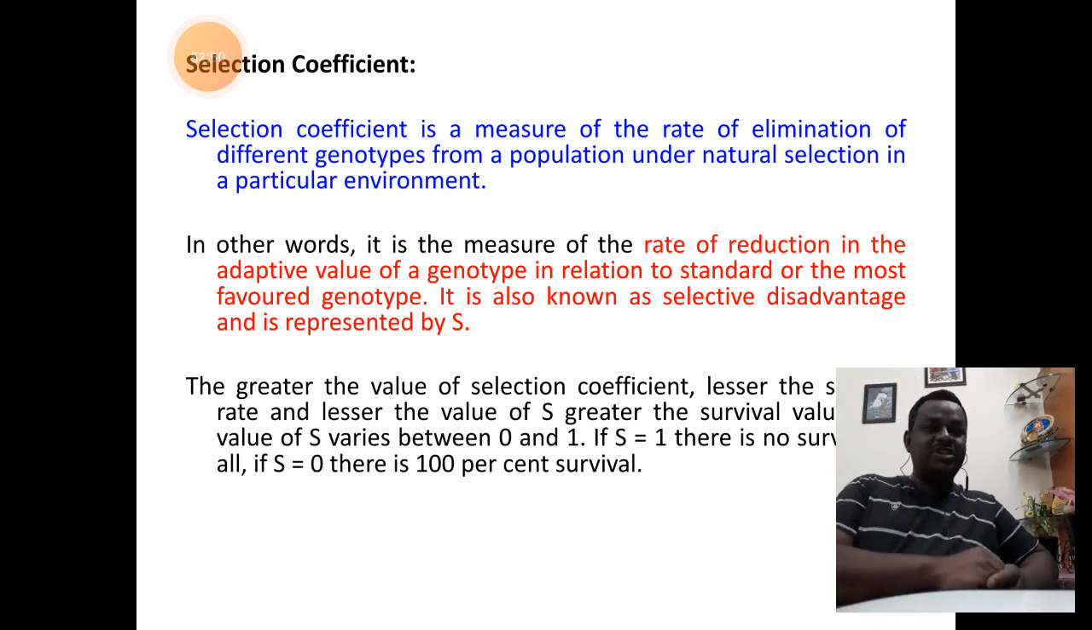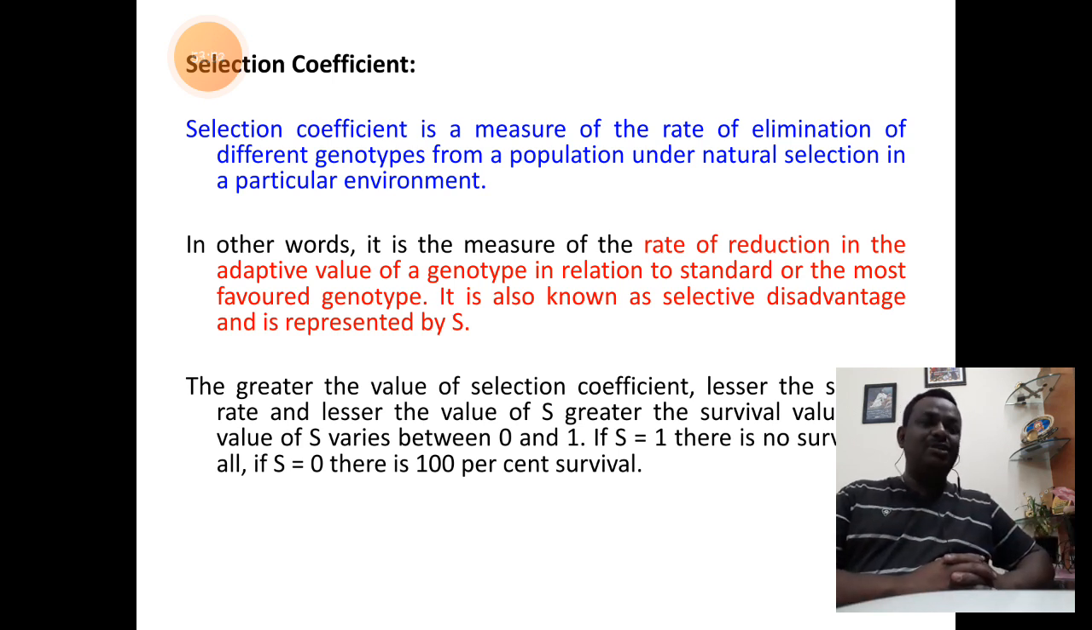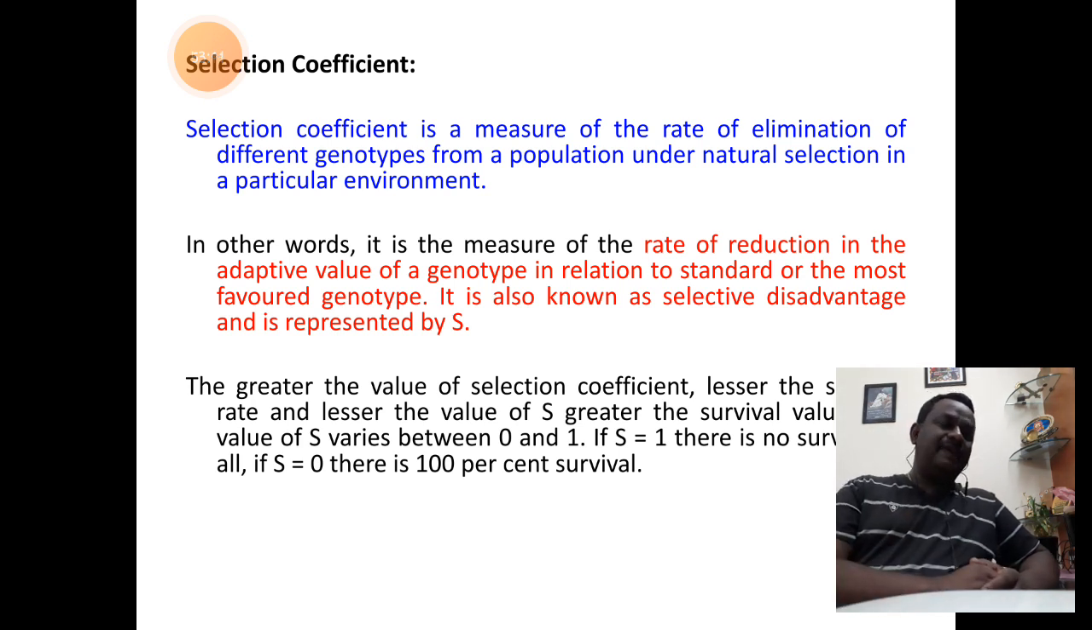Next is the selection coefficient process. It represents the rate of elimination of different genotypes from a given population. Otherwise, we can understand that, just now in the previous slides, we have understood that the green varieties are eliminated from the individuals by nature using predators. So this is called the selection coefficient concept.